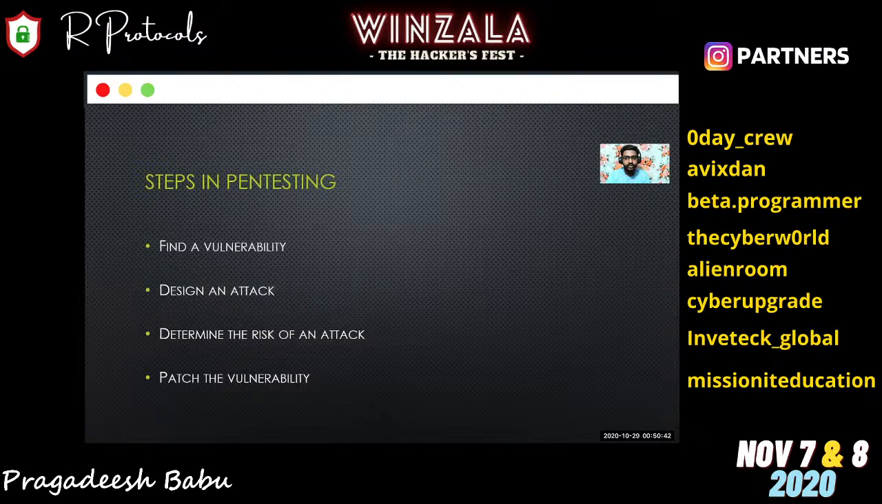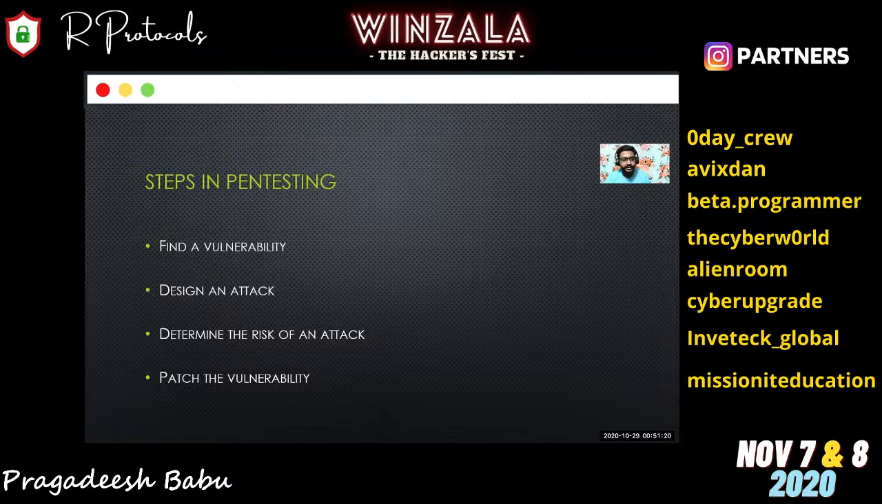Steps in pen testing. In pen testing, there are some common steps. First, we have to find the vulnerability and what type of vulnerability it is. Second, we have to design an attack, which is similar to exploiting the system. Using the found vulnerabilities, we do some manual recon or enumerate for information, and we use that information to exploit those systems. So this is called designing an attack, which is similar to exploiting.